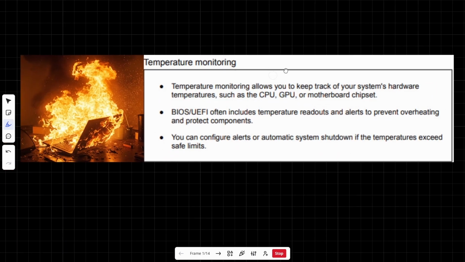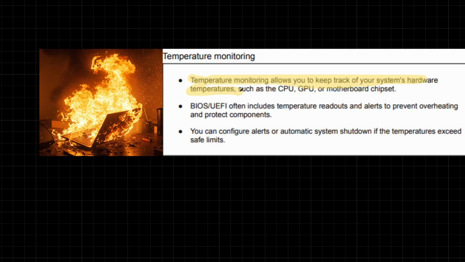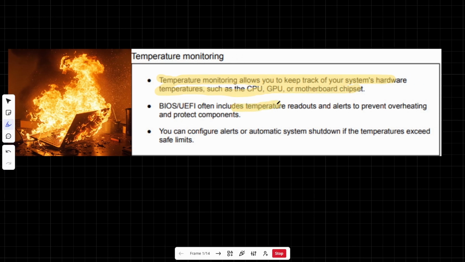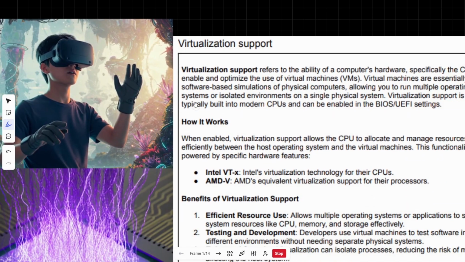Now, temperature monitoring as well. In the BIOS or UEFI, you can keep track of your system's hardware temperatures, such as the CPU, GPU, or motherboard chipset. It often includes temperature readouts and alerts to prevent overheating and protect components too. So you can configure alerts or automatic system shutdowns if the temperature exceeds safe limits. So you can fiddle with those settings as well.